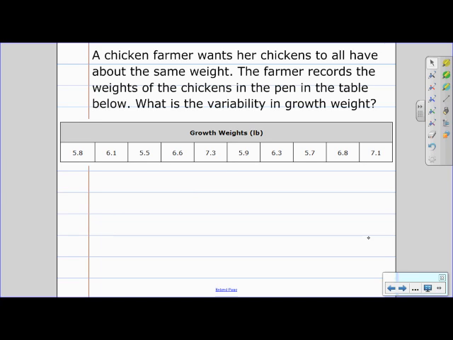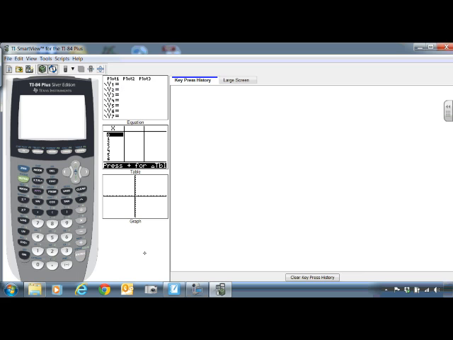So we have all of the growth weights of the chickens listed here in the table. We need to first start by entering this data into our calculator. So let's go to our calculator. Okay, now we're at the calculator.